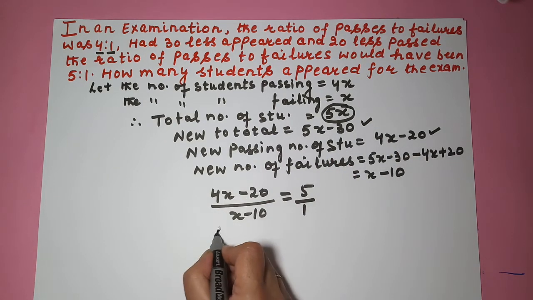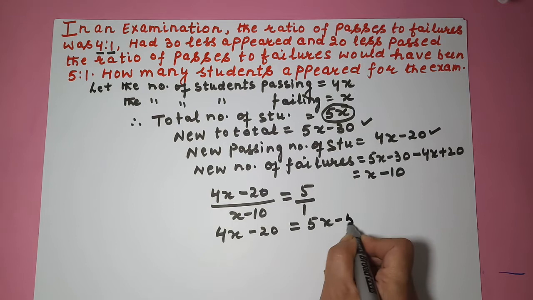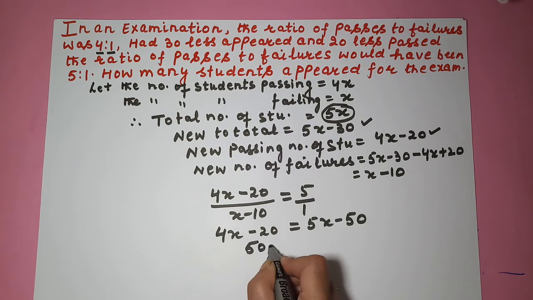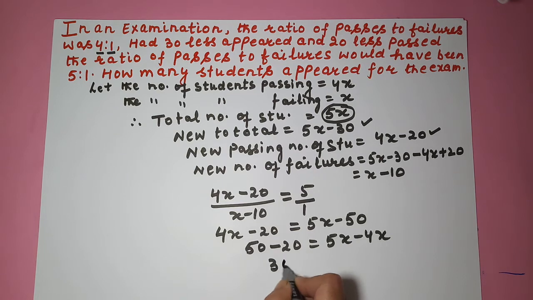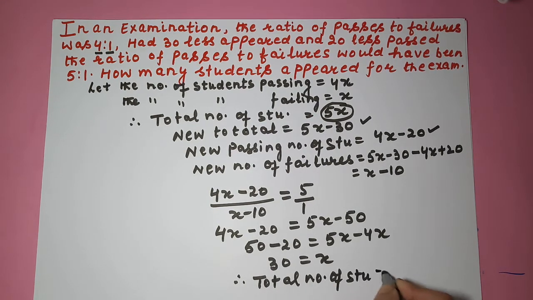So let's cross multiply. This will give us 4x minus 20 is equal to 5x minus 50. Let's shift this 4x to this side, 50 to this side. It will become 50 minus 20 equal to 5x minus 4x. So 30 is equal to x. We got x as 30. So let's calculate the total number of students. Therefore, total number of students is equal to 5 into x, which is 5 into 30, which is 150.